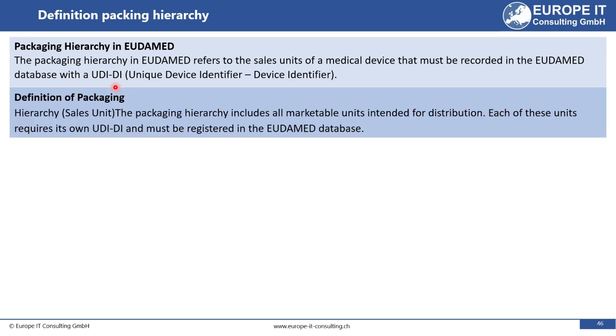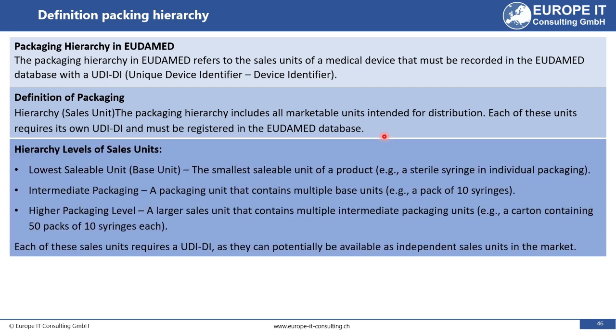The packaging hierarchy includes all marketable units intended for distribution. Each of these units requires its own UDI-DI and must be registered in the EUDAMED database. So if you have, for example, a bigger package for 10 pieces, and it's a saleable unit, you also need its own UDI-DI code for this one, and this must be registered in the EUDAMED database too.